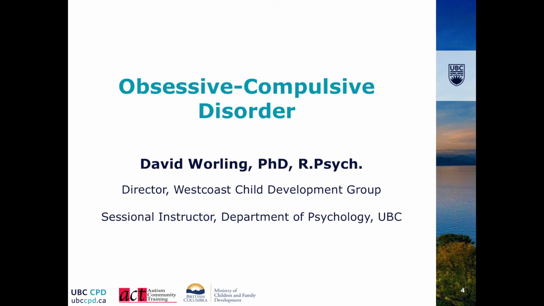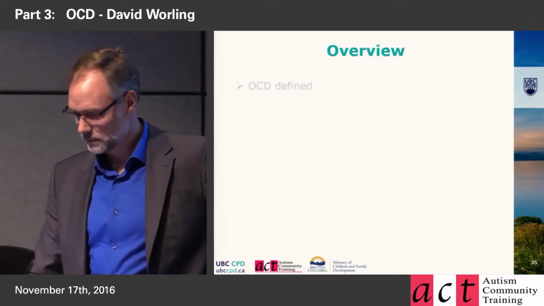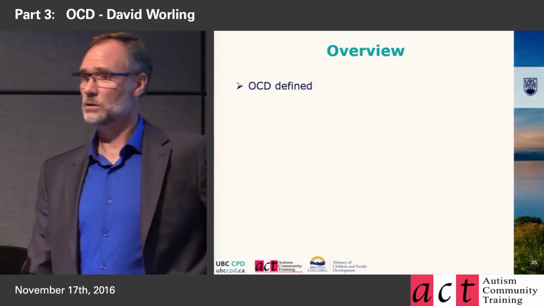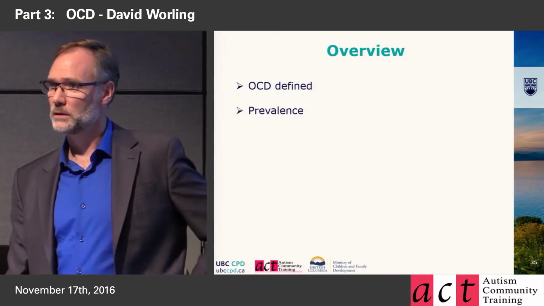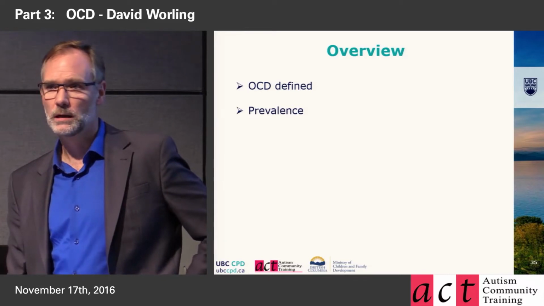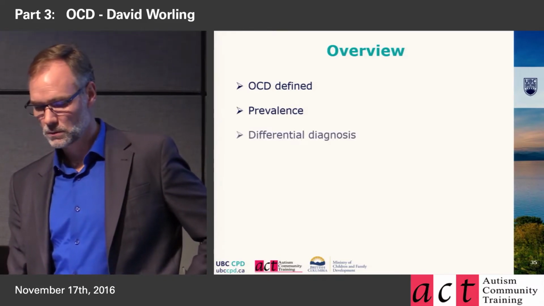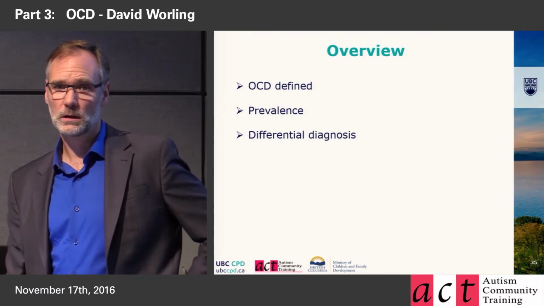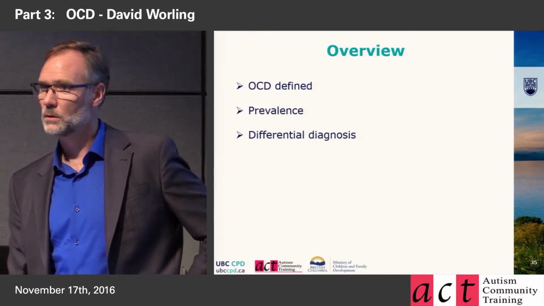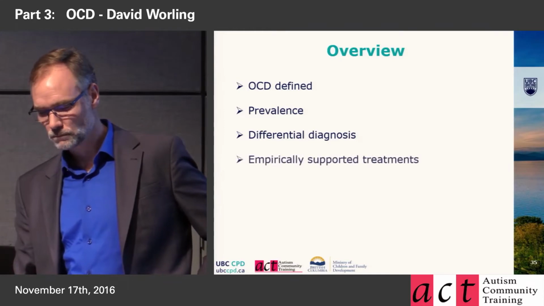So what I'd like to do today is to cover it as quickly as possible, give a definition of OCD so we have a sense of what we're talking about, talk about the prevalence both in the normative sample and in children with autism spectrum disorders, look at the issues of differential diagnosis with OCD and autism spectrum disorders, the overlap and comorbidity of the two.